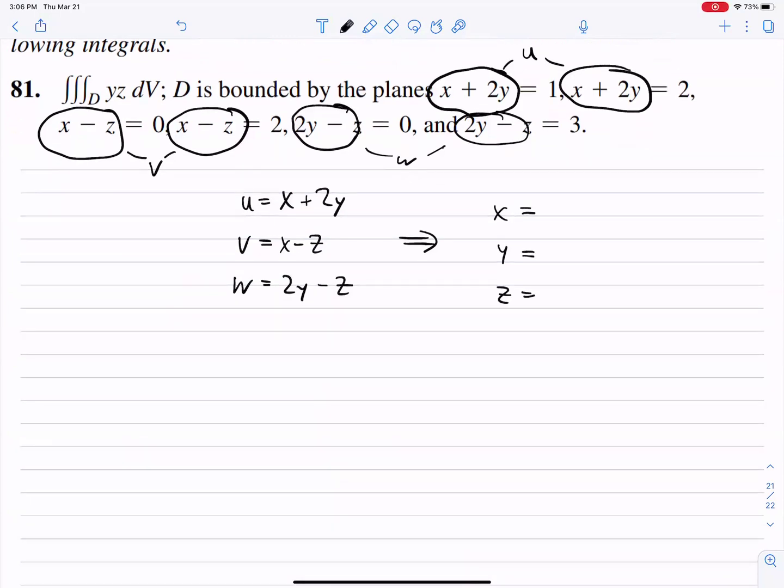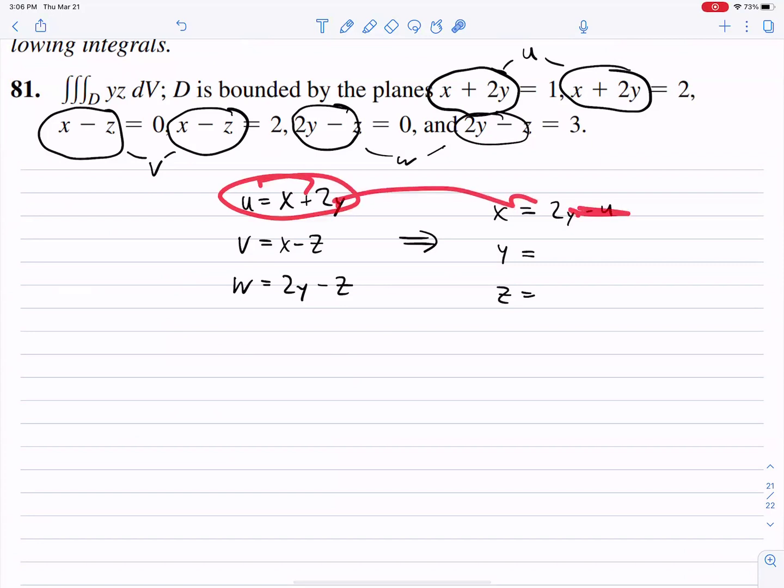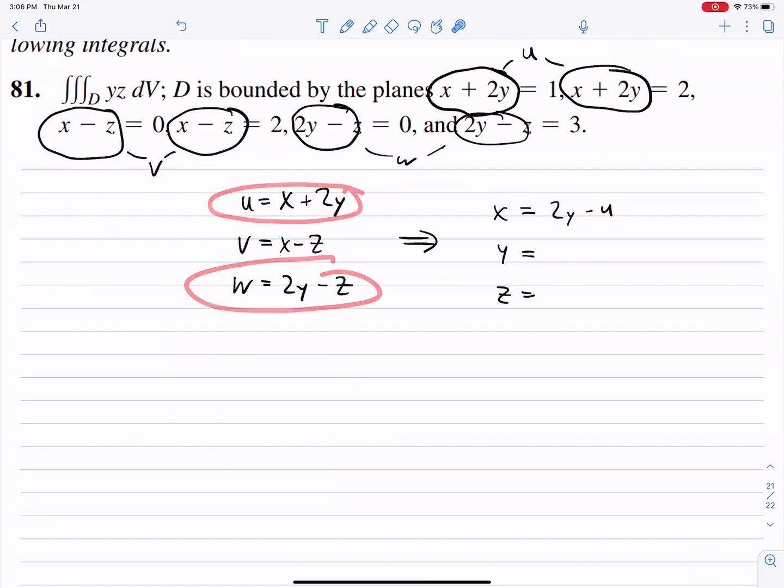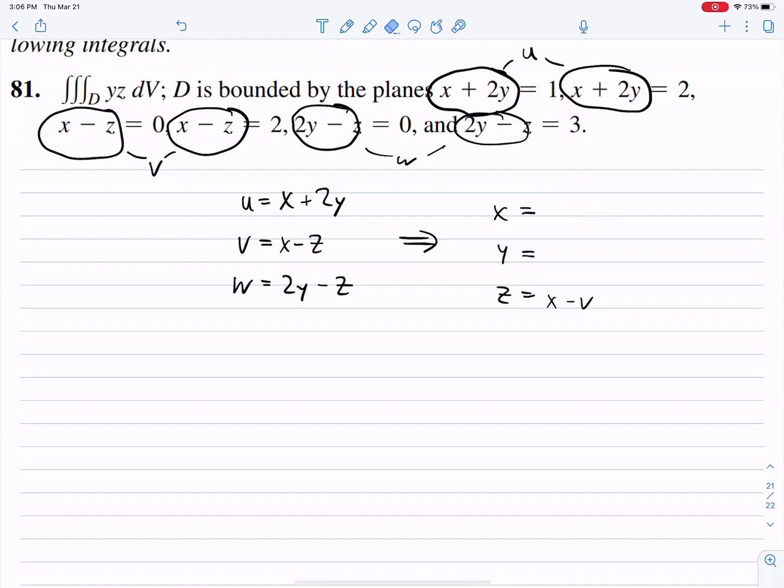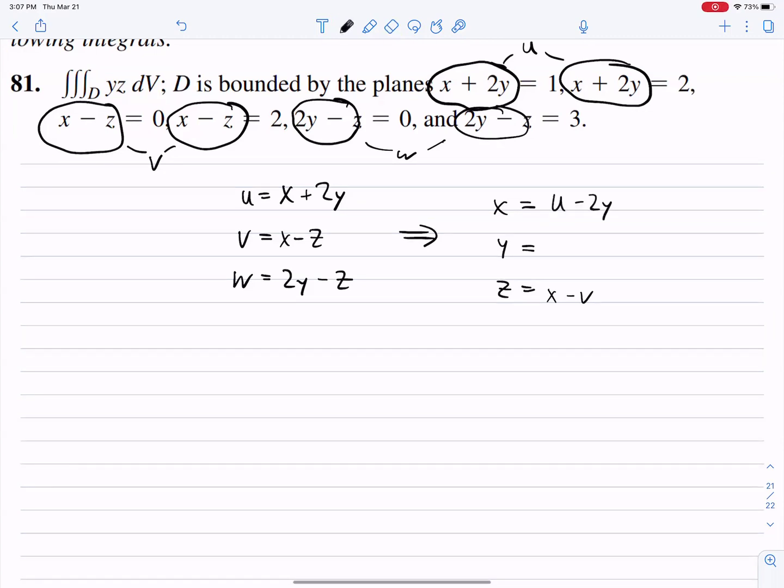I guess you could do X equals 2Y minus U. Y equal, oh wait, Y I can get in terms of U. I did this in that, so I'm just trying to isolate stuff. This one tells me that z is going to be x minus v. Is that X correct? Was it U minus 2y? Yeah. Oh, whoops, sorry. U minus 2y, yes. And then this is telling me that there's some relationship between y and z. I don't know. There's got to be a better way to do this.